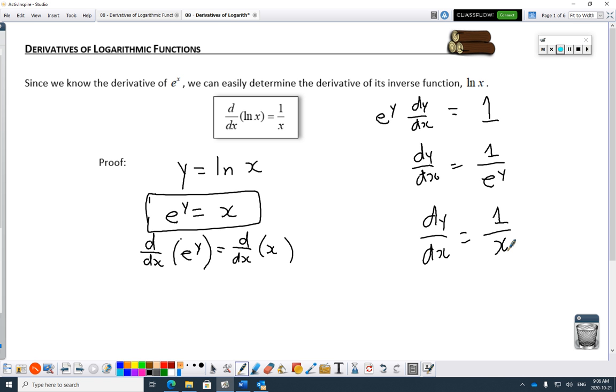Think of all the crazy derivatives we've done so far and how long it took me to develop them. Ln, whoop, done. 1 over x. We've got to talk about chain rule when we go to take the derivative, but that's all. I hope you're getting used to chain rule. It's like, okay, times the derivative of the inside, every time.